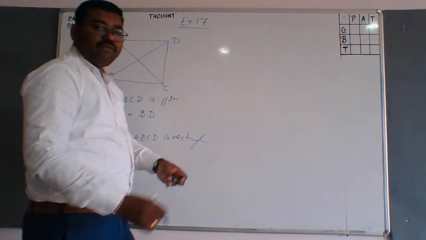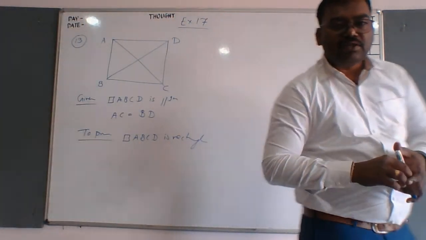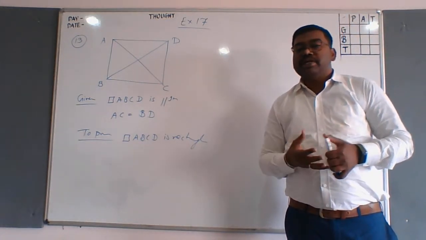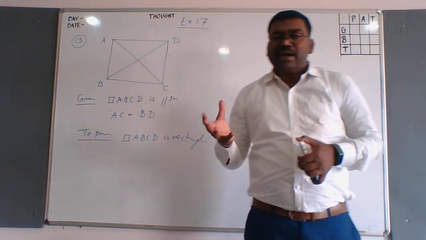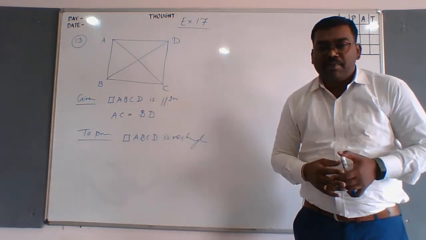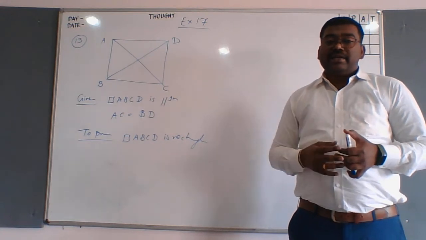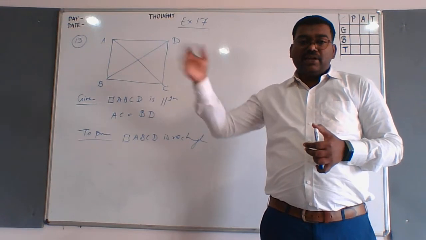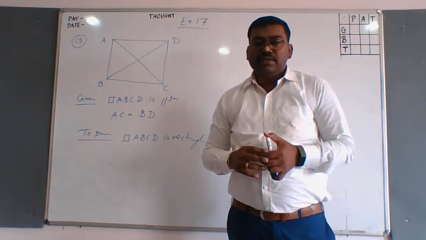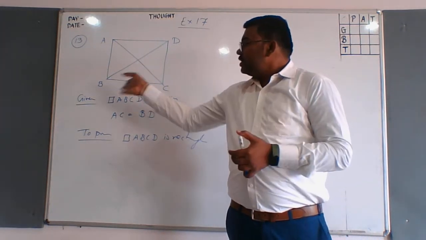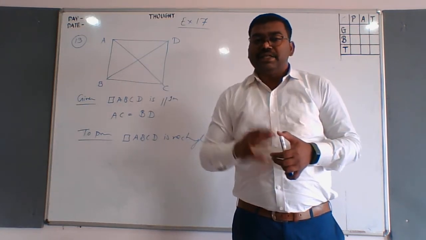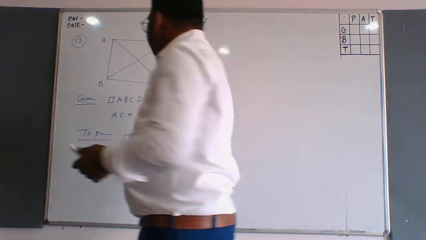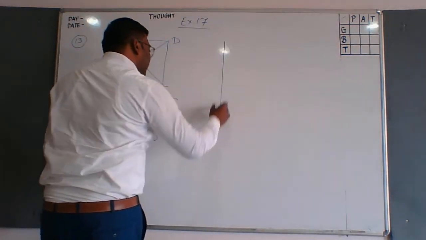Okay. If we want to show that it is a rectangle, that means we have to show that it contains the properties of a rectangle. And what are the properties of a rectangle? As usual, it is a parallelogram. That means it will follow all the properties of a parallelogram. Other than that, the extra property is each angle is 90 degrees. Correct? Diagonals are equal. It is already given in our question. So we have to prove that each angle of this quadrilateral is 90 degrees. Hence, it is a rectangle. Correct?